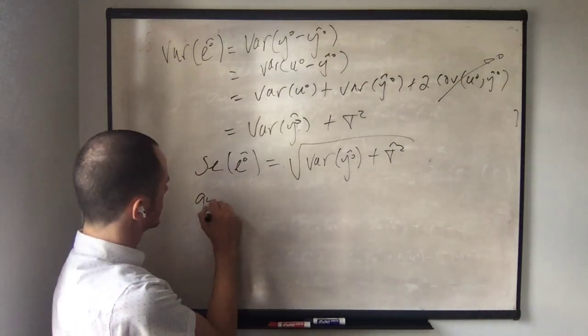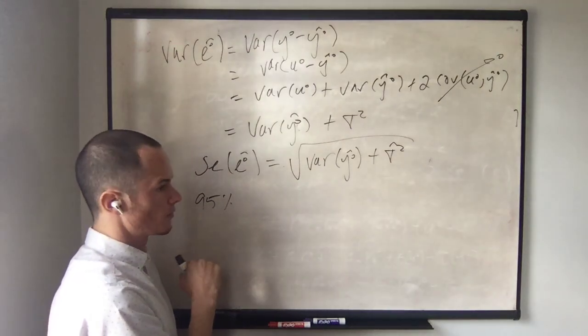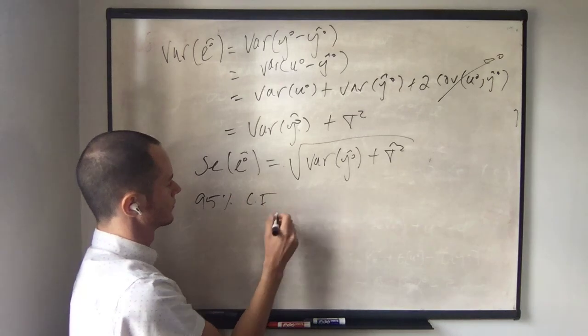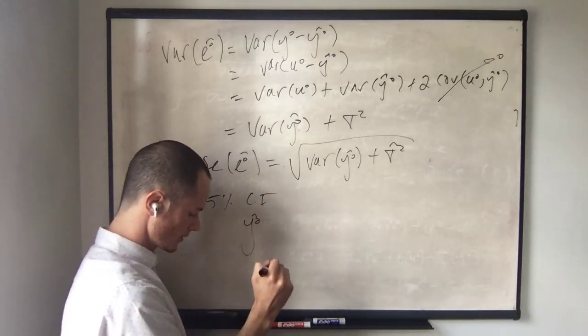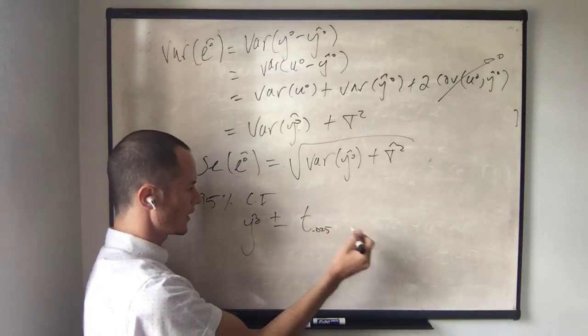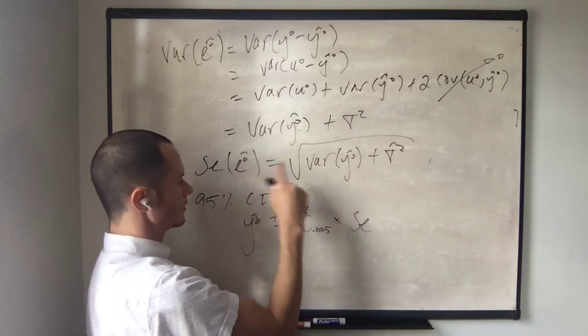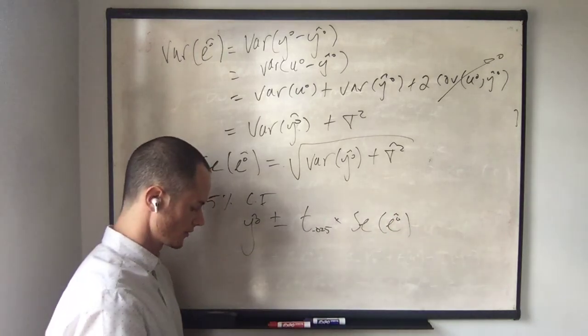And so the 95% confidence interval for the out-of-sample prediction is going to be given by Y0 hat plus or minus t.025 times the standard error of E0 hat.